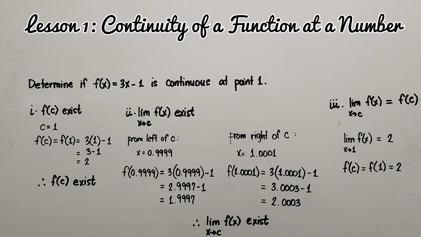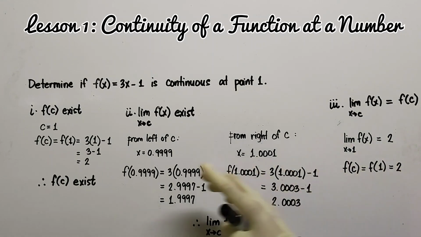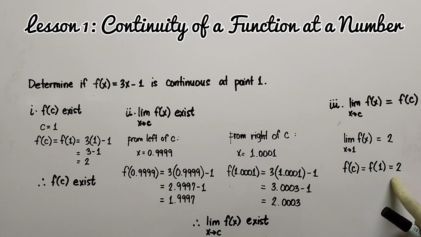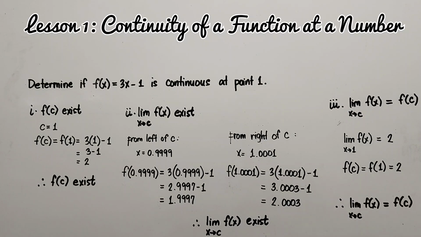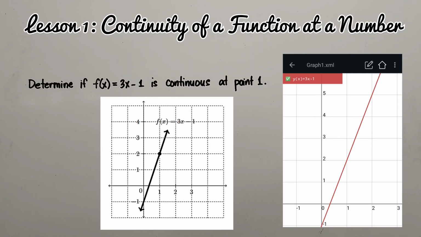And for the third condition, the limit of f(x) as x approaches c is equal to f(c). From the second condition, we have shown that the limit of f(x) as x approaches 1 is positive 2. And from the first condition, we have shown that f(c) is equal to positive 2. Therefore, they are equal. Since all the conditions are satisfied, then f(x) = 3x - 1 is continuous at point 1. This is the graph of the function, and it is clear that we can trace the point 1 without lifting our pen.